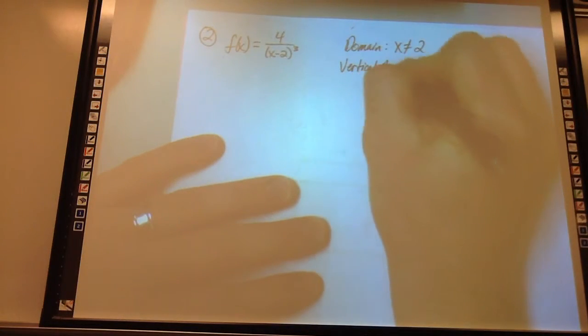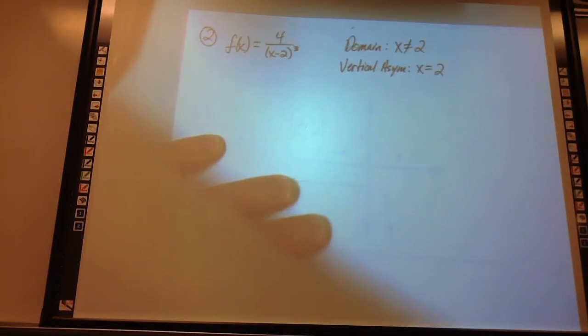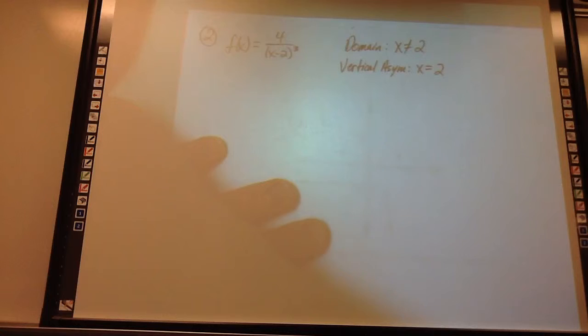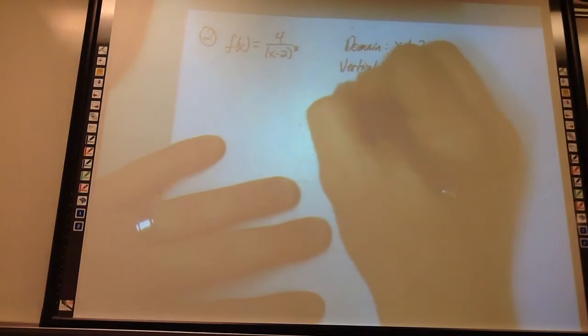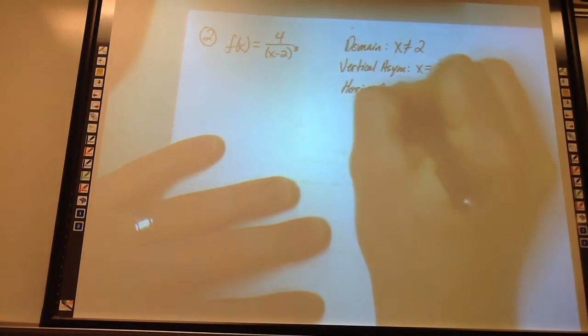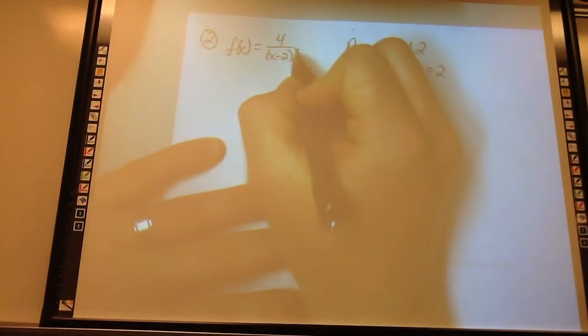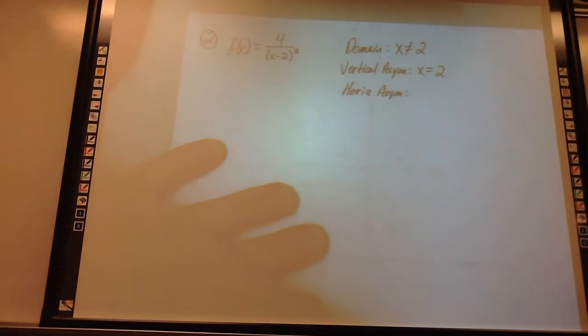Where would there be a vertical asymptote? At x equals 2. Is that it? Yeah, that's it. Horizontal asymptotes? Are there any? No. Yes. Well, let's see. The power on top is definitely smaller than the power on bottom. So it's the x-axis.